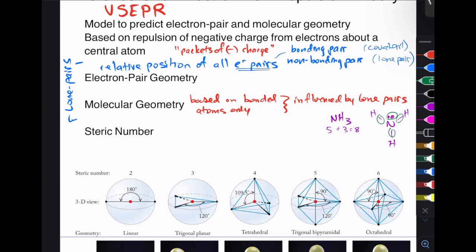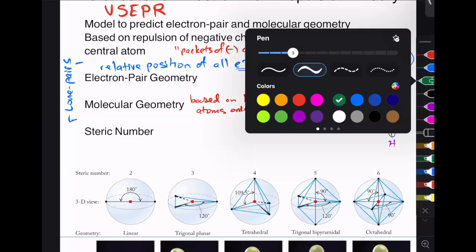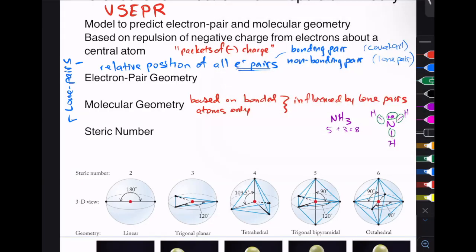Now let me step back a little bit and talk about these packets, all right? A little bit more. We're going to use something new called the steric number to count our packets of negative charge. And SN, I'm going to use that as the abbreviation for steric number. So think of these as your packets. And remember that they can come from lone pairs and they can come from the shared pairs. But now I want to modify that definition just a little bit.